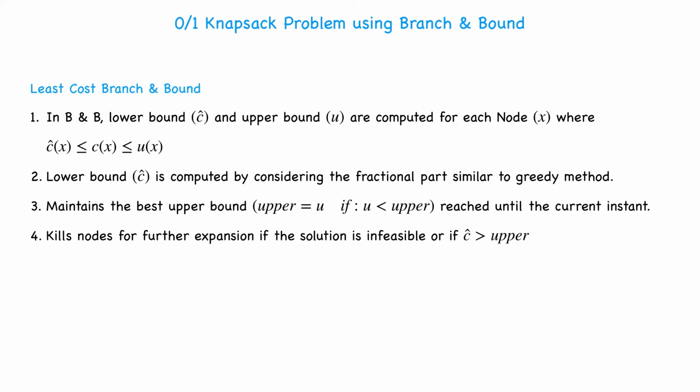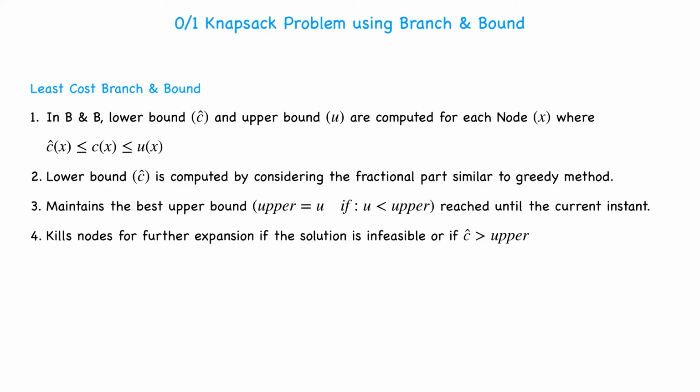That depends upon whether a particular solution which it is generating is going in the direction of infeasibility, or whether the C cap is greater than upper. I have just now said that upper is the best upper bound which we got and C cap is the lower bound. If C cap is greater than upper, which means that C cap indicates the direction in which you can expand.